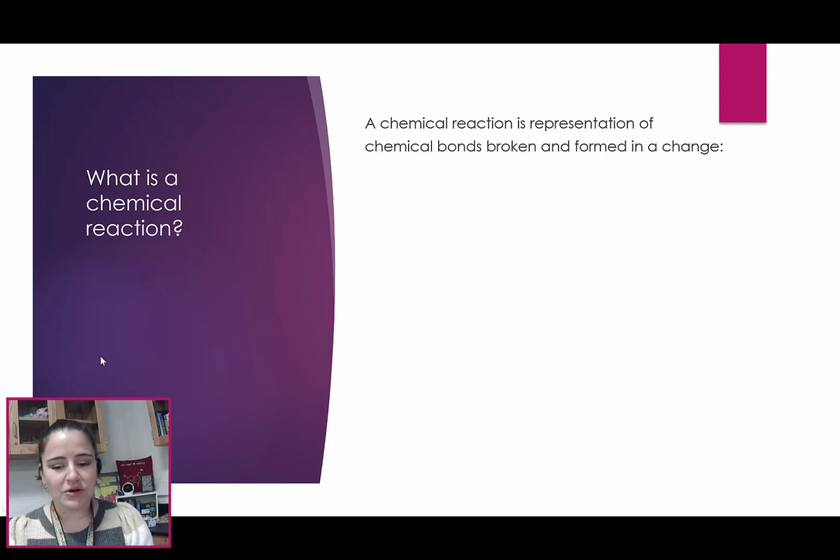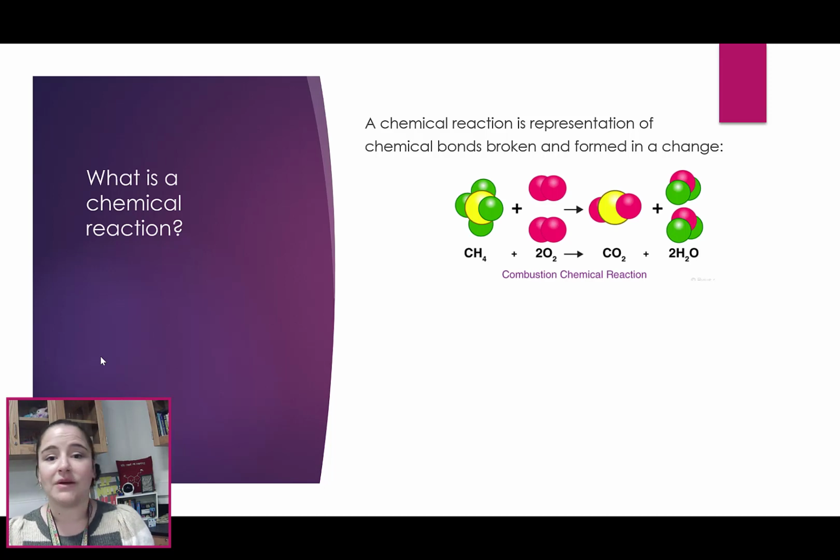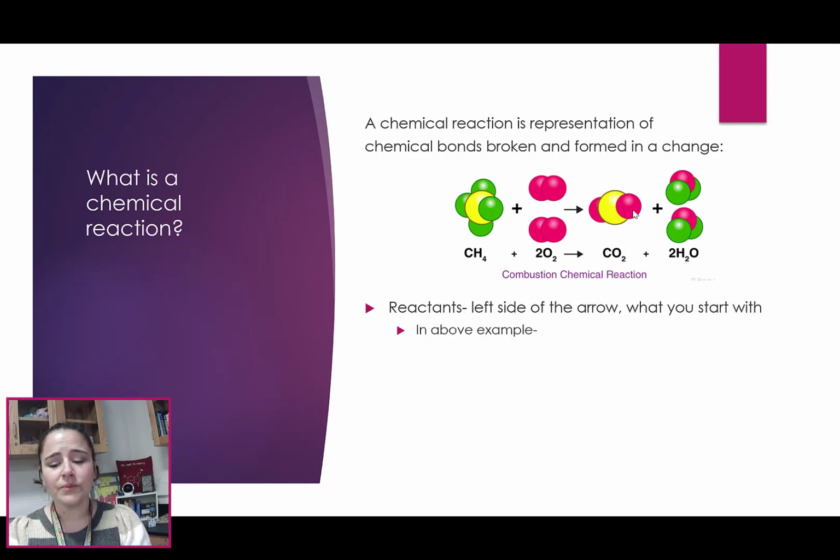Well, a chemical reaction is just a representation of the chemical bonds that are being broken and formed in any sort of change. So if we look at this one, which is the combustion of methane, we see the CH4, the carbon represented by the yellow sphere, bonded to the 4 hydrogen, reacting with two O2s, okay, 2 oxygen atoms bonded together. Now, those chemical bonds between the carbon and the hydrogen are breaking so that it can form the water. The hydrogen is rebonding to the oxygen atoms, and some of the oxygens are rebonding to the carbon. It's a chemical reaction.